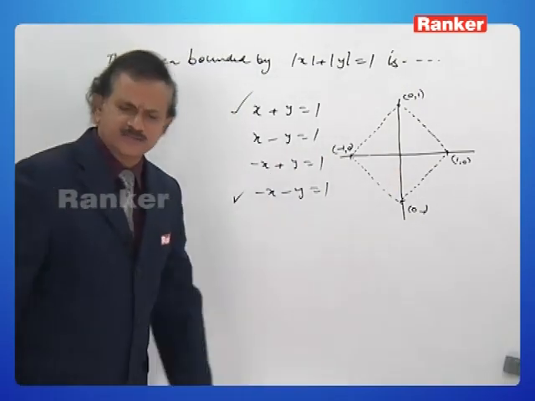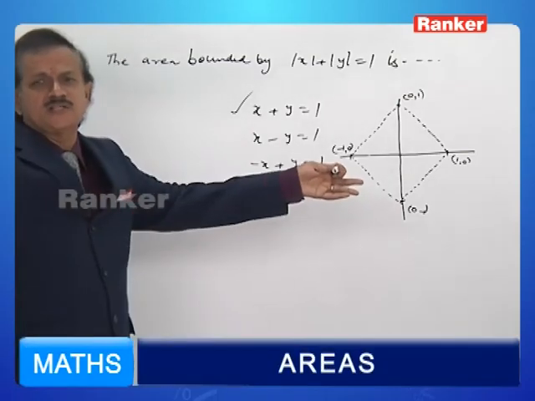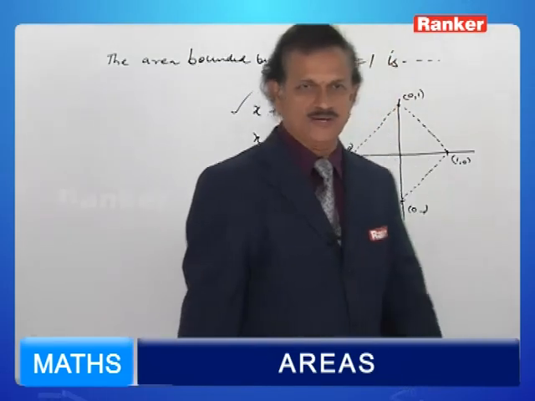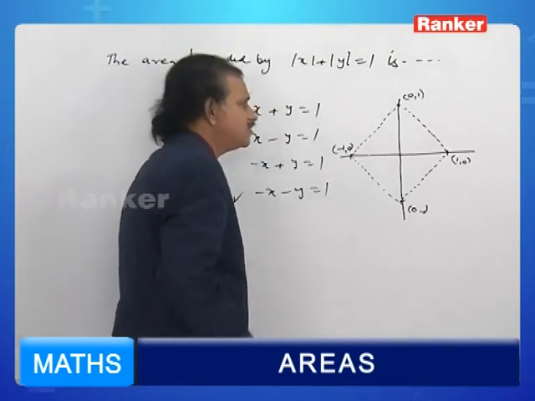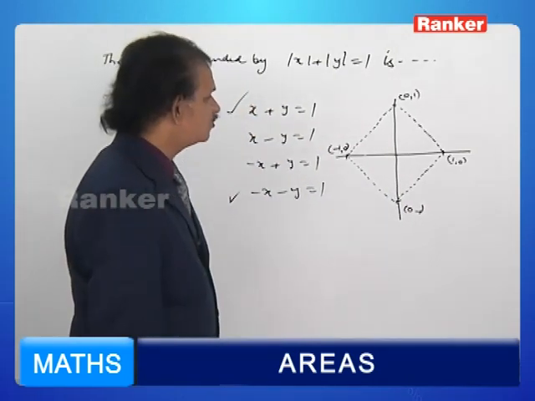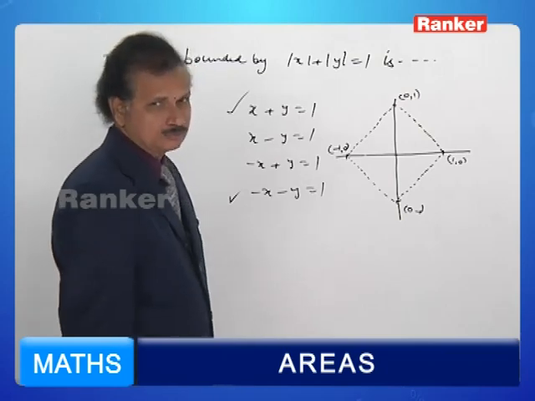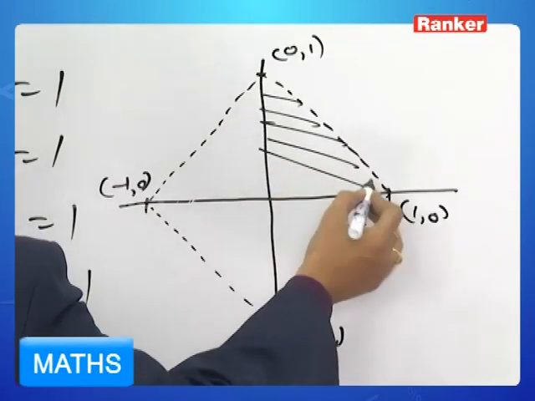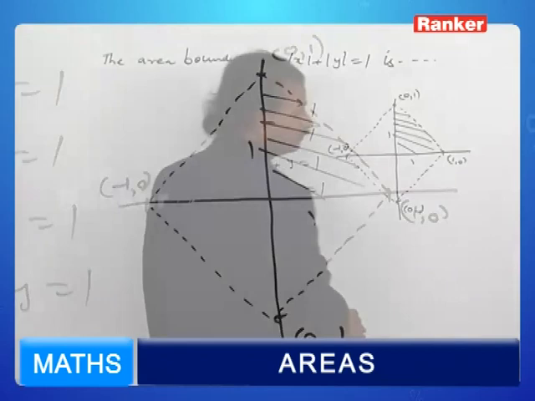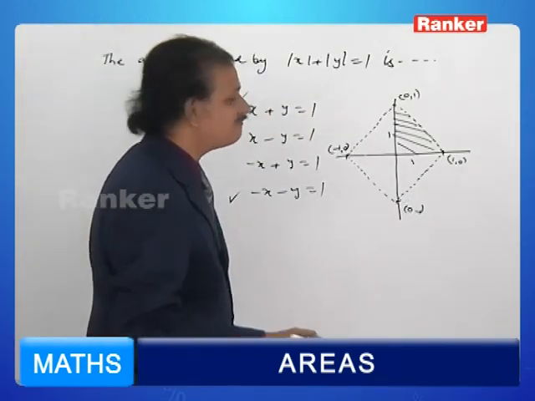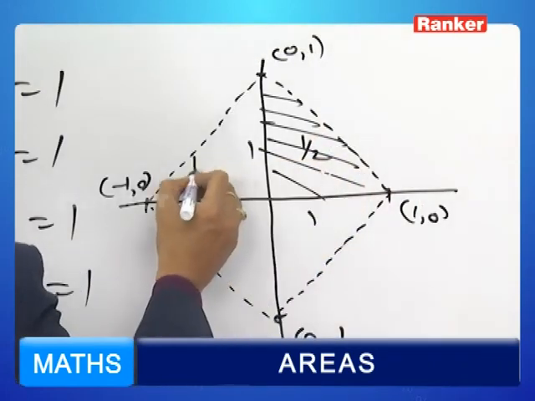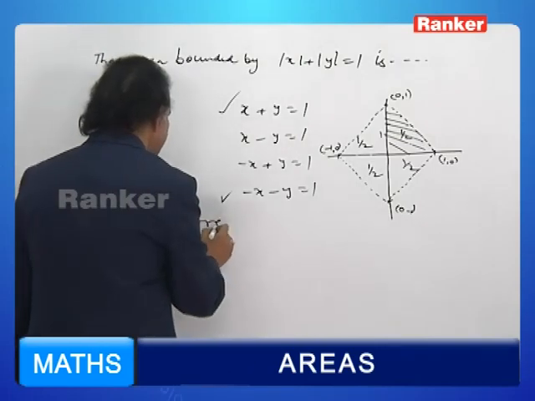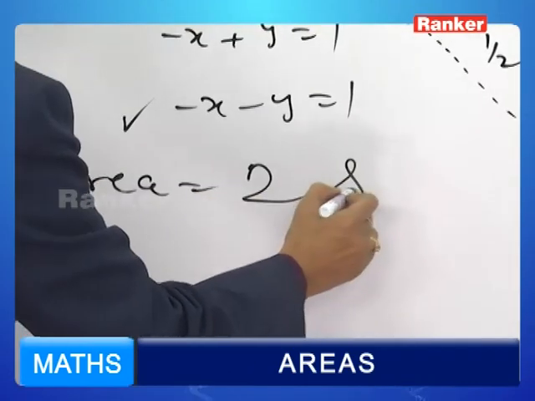And it is a very easy matter. Even if you do not use the integration concept at all, you can trace the answer very simply. Why? Because it is a square in which each side is root 2. Hence its area is 2. Or otherwise, this is a right angle triangle, you know. Base is 1, height is 1. Hence the area is half into base into height, that is half. With the similar concept, this is half, this is half, this is half. 4 halves, 2. So area is equal to 2 square units.